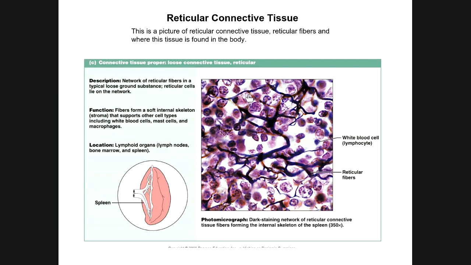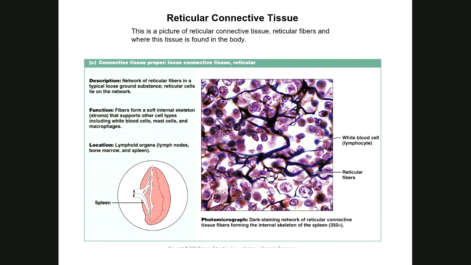Reticular connective tissue contains many interlacing reticular fibers. These brown fibers here, these short little brown jagged fibers, form a network mesh. The word reticular means network, like a hair net type of a thing. In many organs it's called the stroma. The liver, spleen, and lymph organs have a lot of reticular connective tissue.